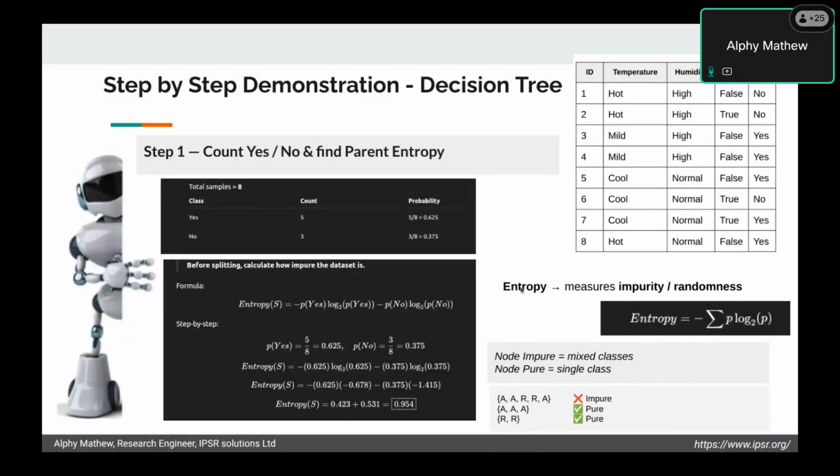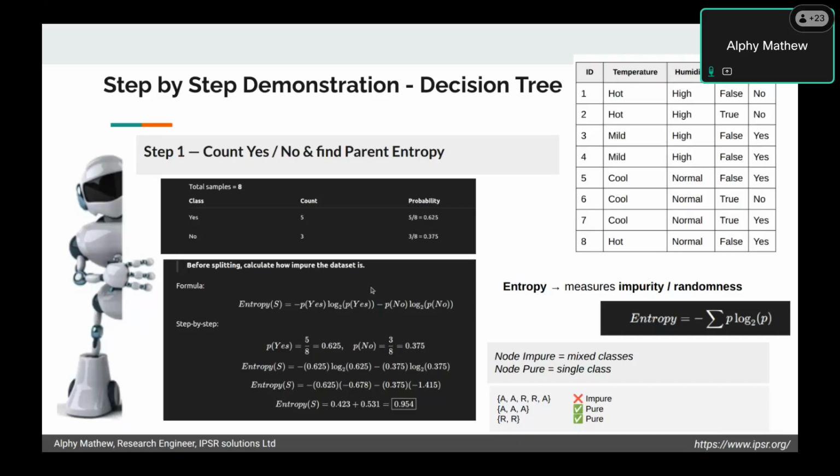Then first we want to find the parent entropy. For that, we need to count how many yes labels and how many no labels are in our data set. That is the output class label count we need to find first. As you can count from the data set, we have 5 yes and 3 no. So 5 yes and 3 no in these records, right?